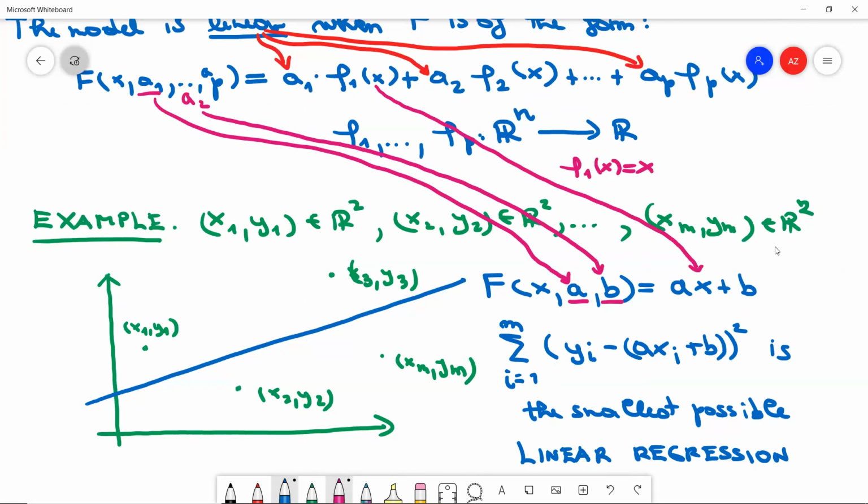And then phi2 of x should be here, but it was just 1. So phi2 of x, for every x, was 1. And this is all we had. We had two parameters, a and b, so we need only two phi's. Phi1 of x is just the identity, it's x, and phi2 of x is just a constant, it's 1. So this linear regression can be seen as a special case of this linear model.